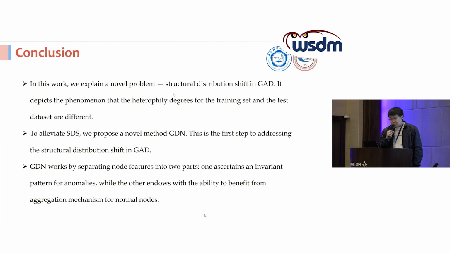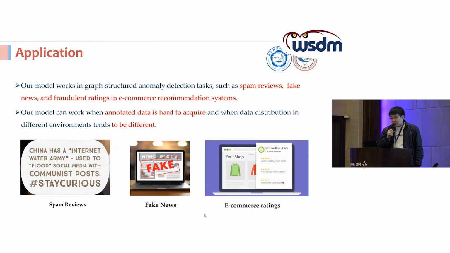GDN works by separating node features into two parts. One ascertains an invariant pattern for anomalies, while the other endows the ability to benefit from the aggregation mechanism for normal nodes. And our model works in graph-structured anomaly detection tasks, such as spam reviews, fake news, and fraudulent ratings in e-commerce recommendation systems. Our model can work when annotated data is hard to acquire, and when data distributions in different environments tend to be different.